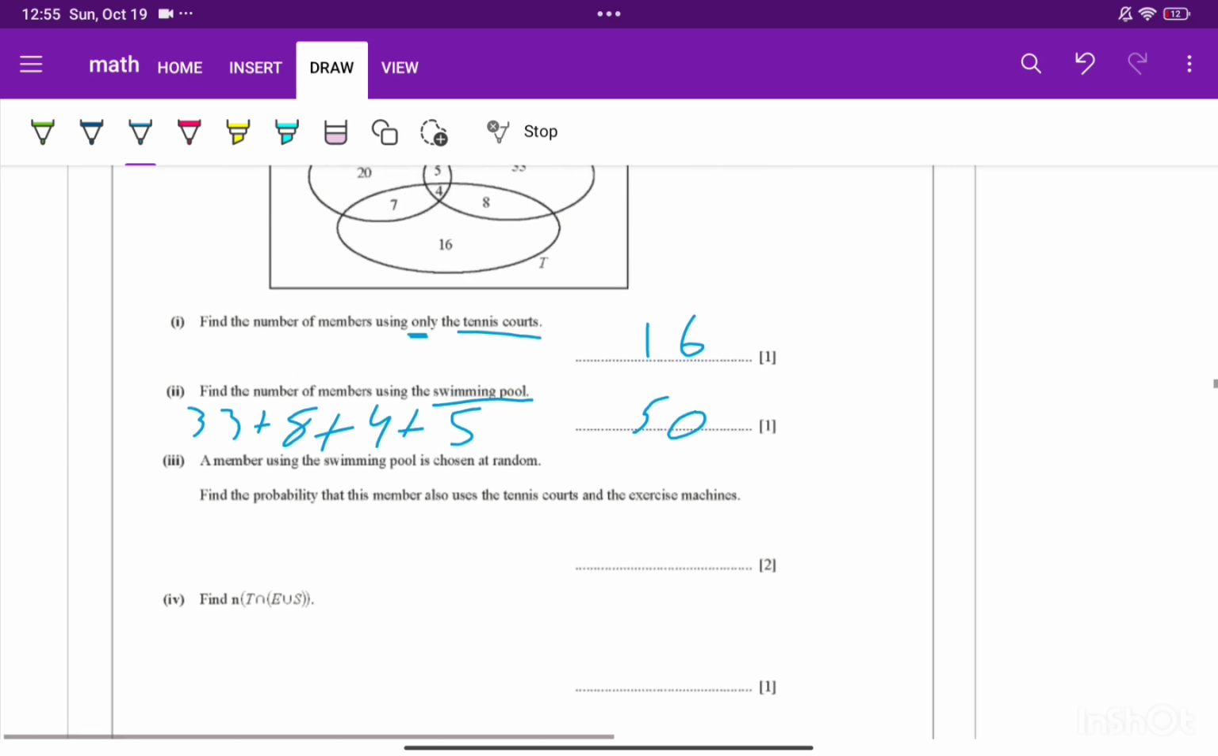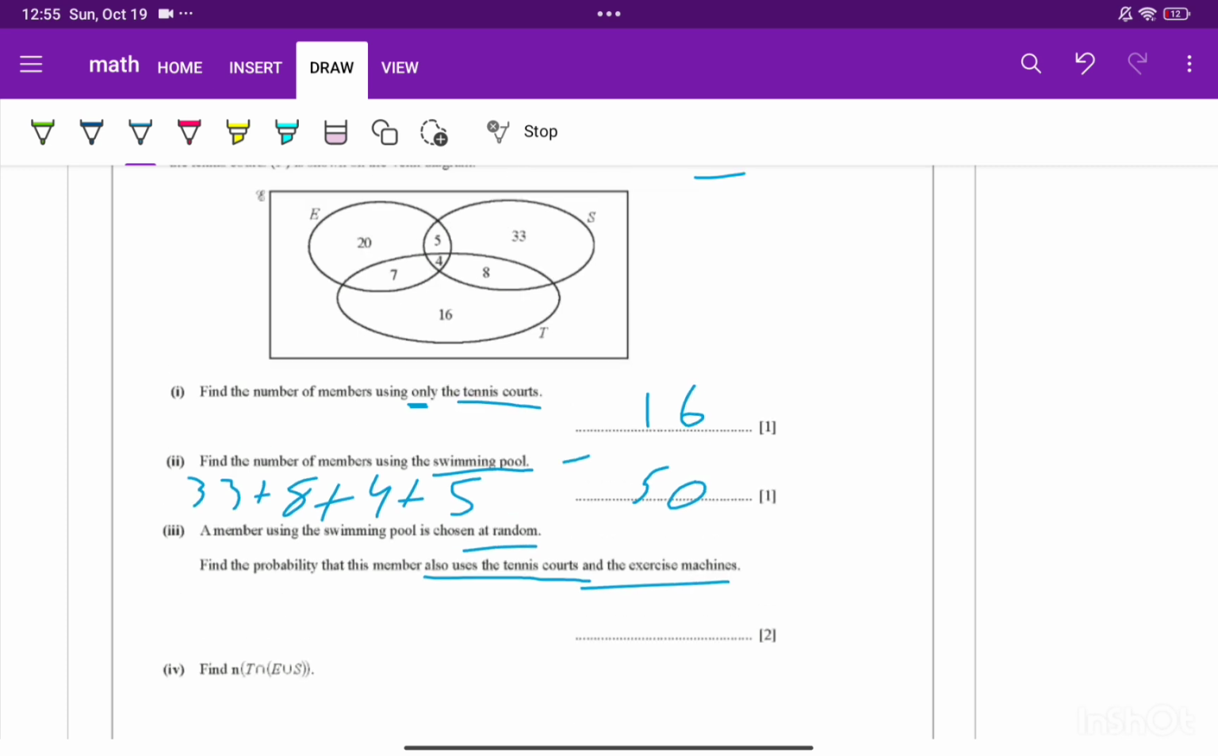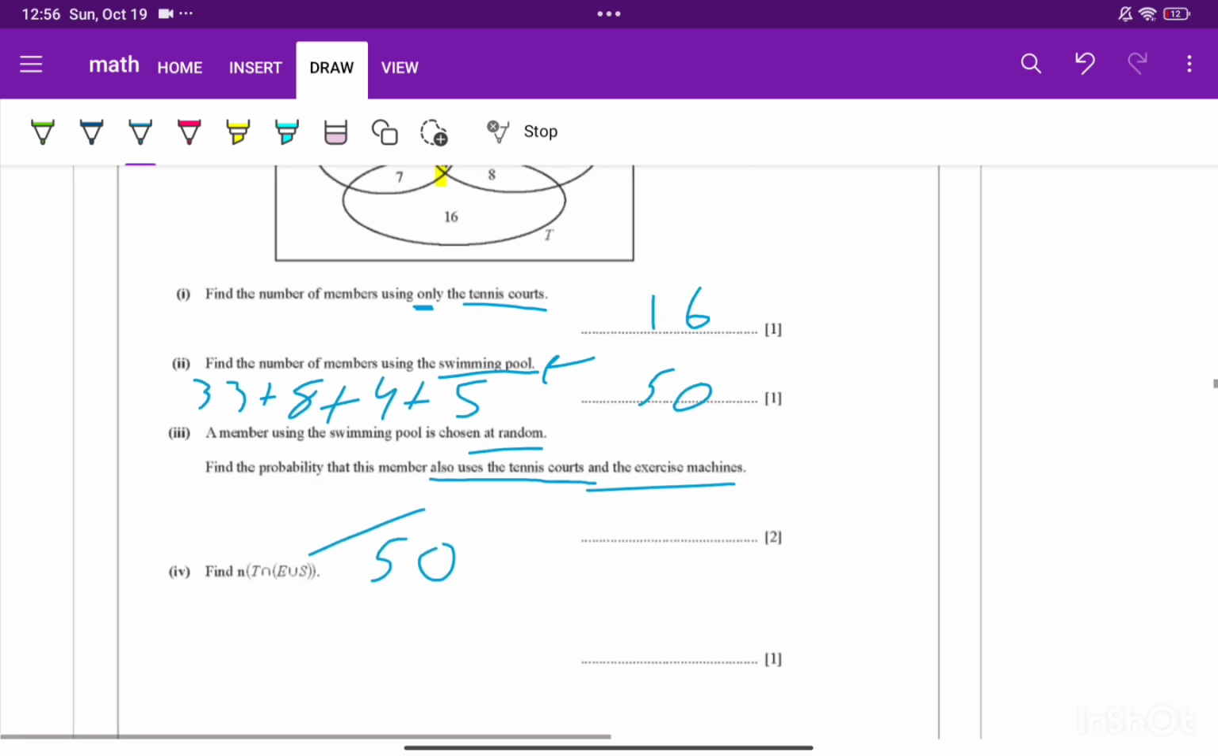Okay, a member using the swimming pool is chosen at random. Find the probability that this member also uses the tennis court and the exercise machine. Okay, so we know the total members who use swimming pool are 50. So we need to find probability for the people who use all three, exercise machine, swimming pool and the tennis court. So there are 4 people who use all three. So 4 divided by 50 is our answer.